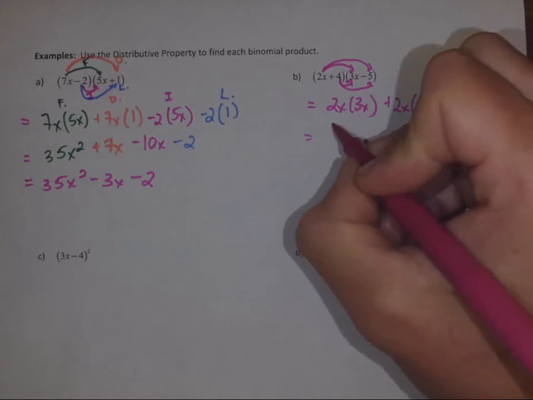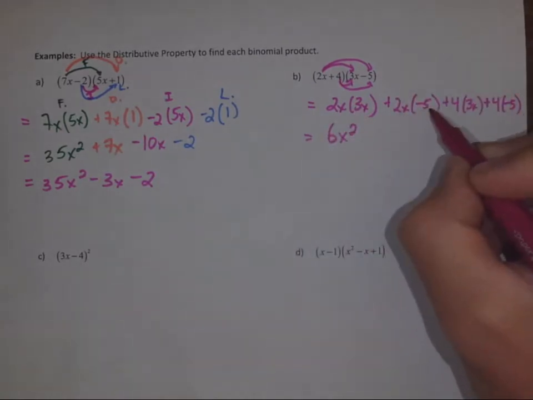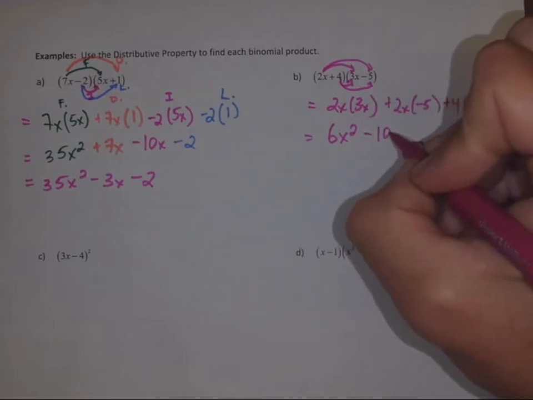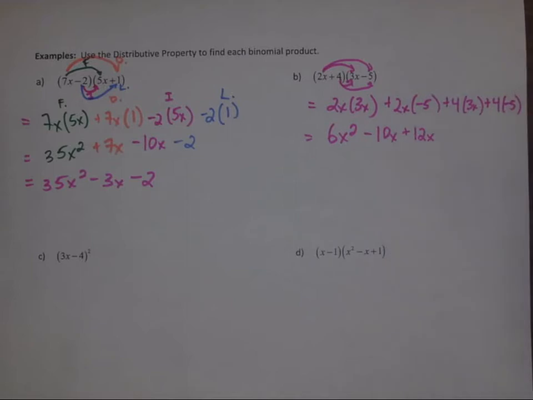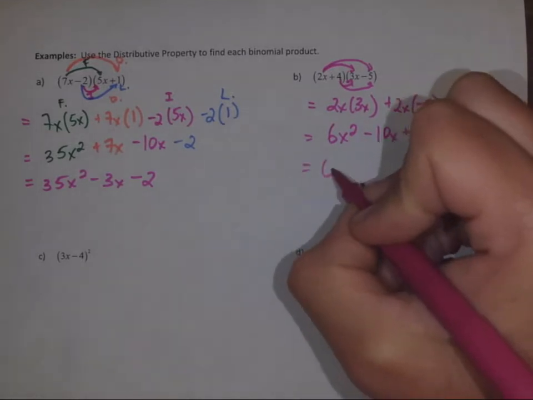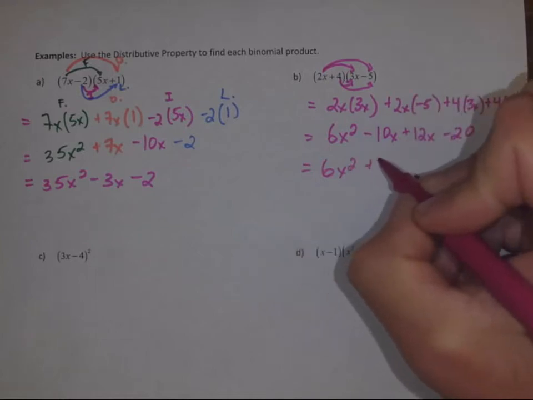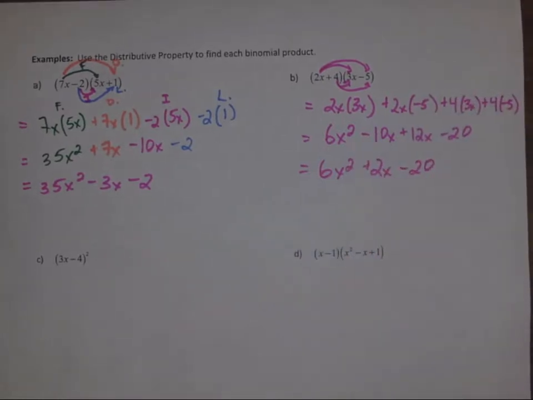2x times 3x, 6x squared. 2x times negative 5, negative 10x. 4 times 3x, that's positive 12x. 4 times negative 5, negative 20. Collect like terms. And there we go.